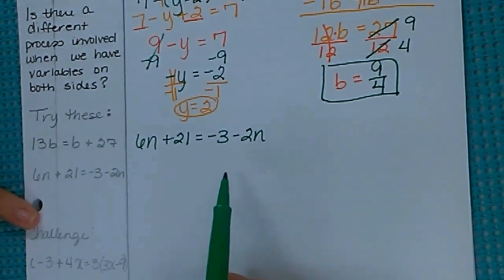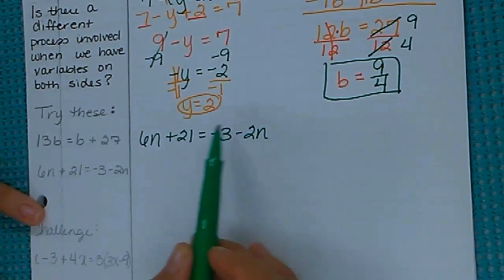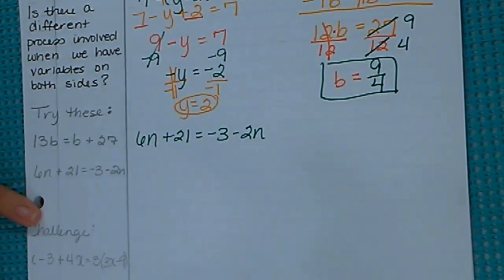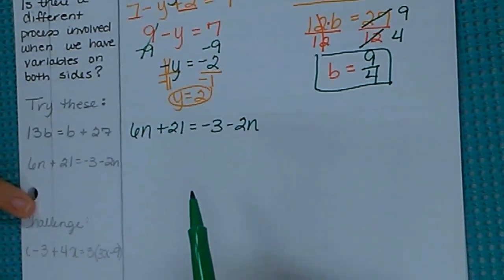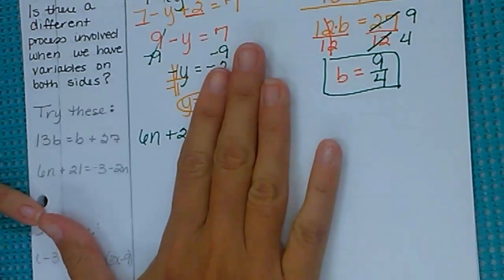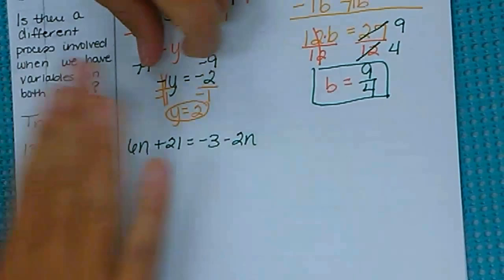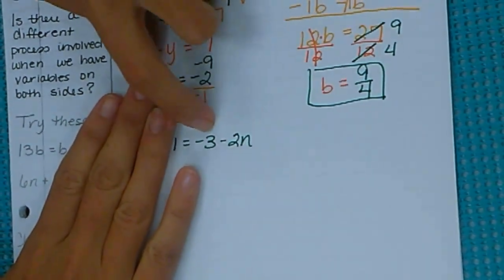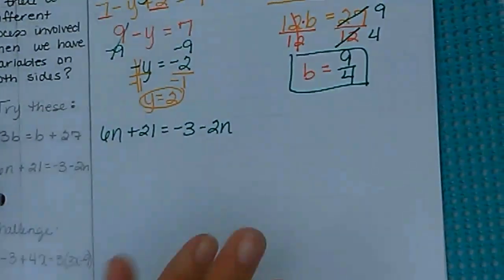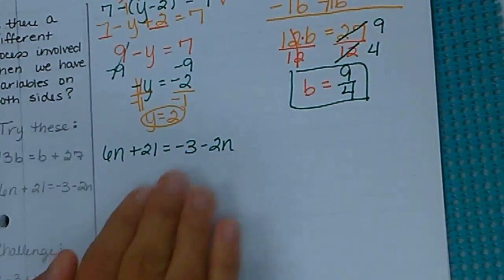What is first? First, I always want to try and distribute. I don't see any parentheses here, so I don't think I'm distributing. Then we're going to combine like terms. On the left side, are there any like terms? Nope, 21 doesn't have any n's. On the right side, nope, -3 doesn't have any n's. So no like terms, so we just need to start moving stuff around.